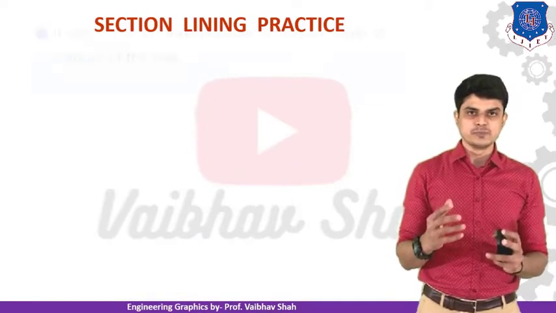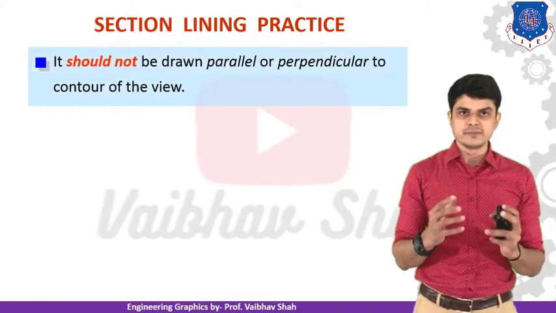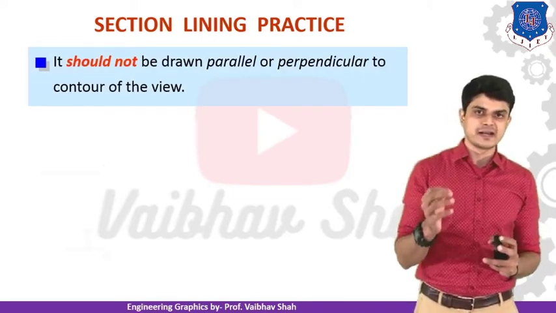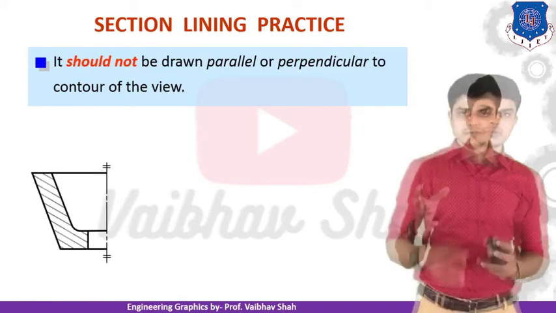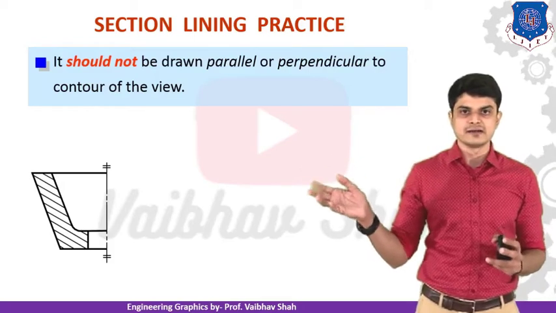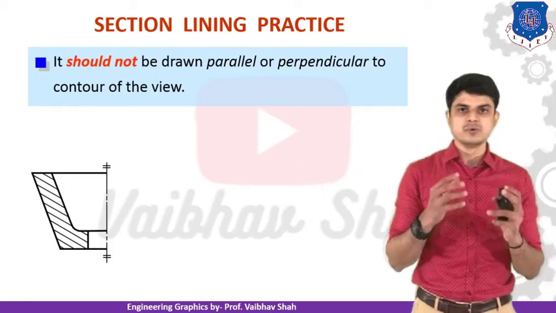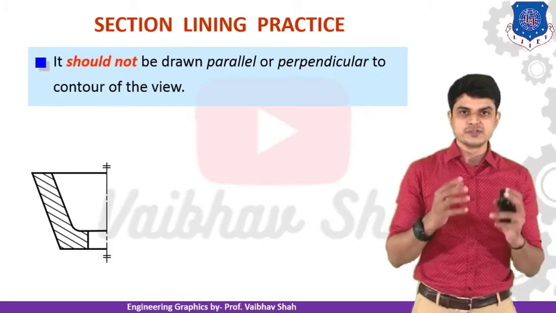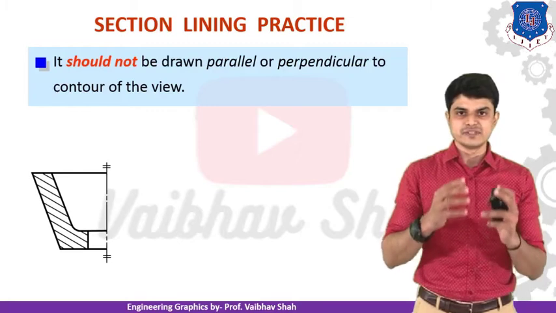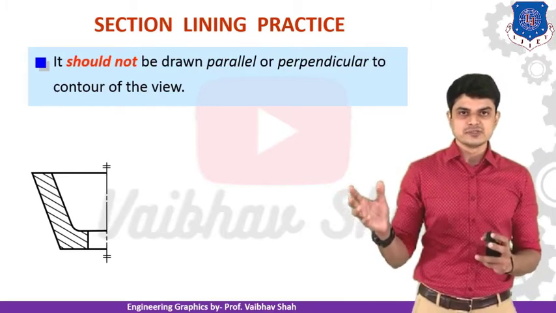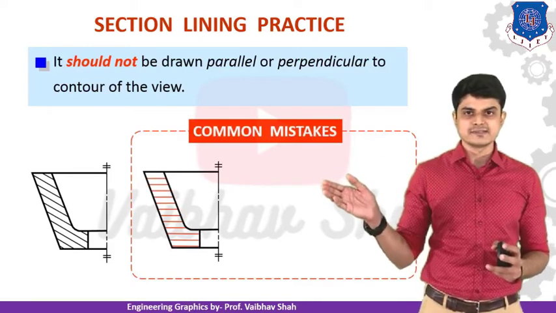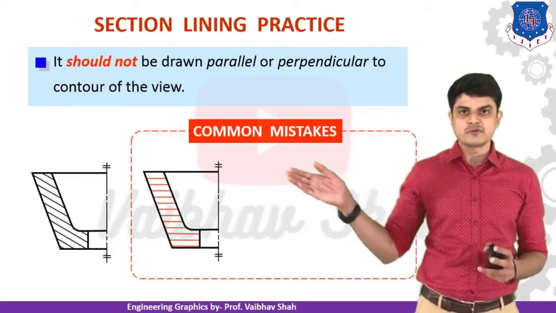Section line in practice 2. So what should you give? It should not be drawn parallel and perpendicular to the contour of the view. So lines should not be parallel and perpendicular to your contour of the view. So this is our object, and you can see that I have drawn the line at a particular different angle other than the lines used in the drawing for construction. So we should always draw lines at a different angle from the lines which are used to construct that element itself. So a common mistake found here is, suppose this is the object and it is constructed by the use of a horizontal line somewhere.